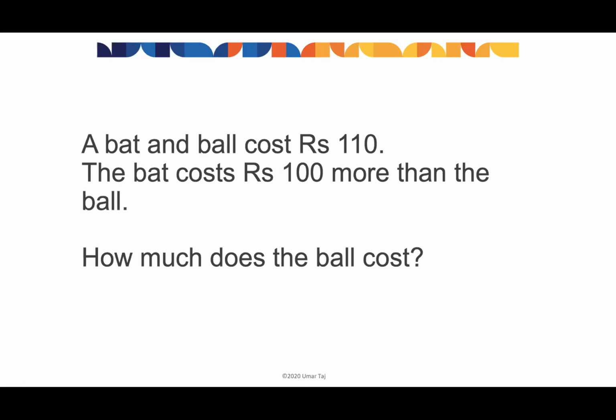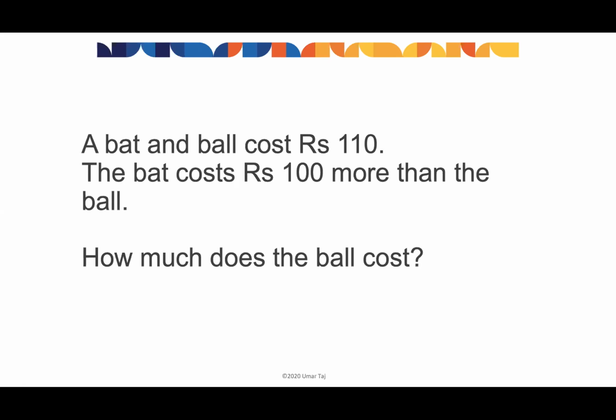A bat and a ball cost 110 rupees. The bat costs 100 rupees more than the ball. How much does the ball cost? I asked this question to people. And for many of you, an answer would pop up, which is 10 rupees. Right? Bat and ball together, they cost 110. Bat costs 100 more than the ball, so the ball should be 10, right? That answer is actually wrong.